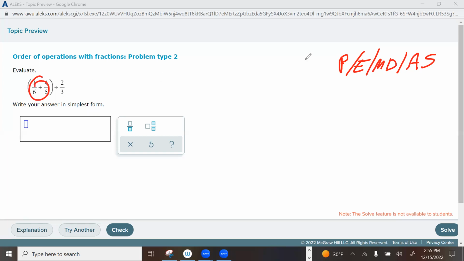So inside the parentheses, are there any exponents? Nope. Any multiplications or divisions? Nope. Any additions or subtractions? Yes. Let's see, I've got addition of fractions, so I've got to get common denominators. I'm leaving some extra space right there and there. The least common denominator is going to be 30, so I'm going to multiply by 5 over 5 and 6 over 6.